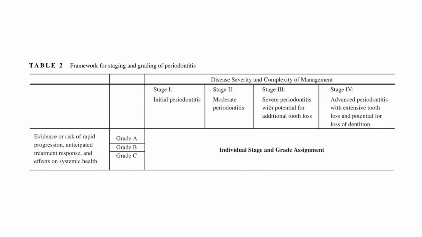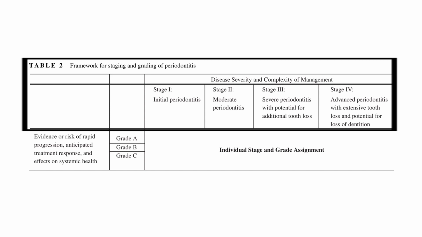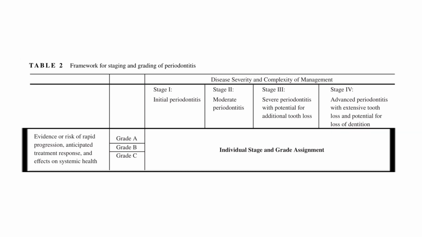So this slide shows the framework for staging and grading of periodontitis. The staging refers to the severity in terms of initial, and that would be stage 1, moderate, that would be stage 2, severe, that would be stage 3 and 4, and stage 4 is severe advanced periodontitis with extensive tooth loss and potential for loss of the whole dentition. And again, as we said, complexity of management plays a role in staging, as we will see in the next few slides. And grading refers to the risk of progression, the anticipated treatment response, and the potential impact on systemic health of the patient.